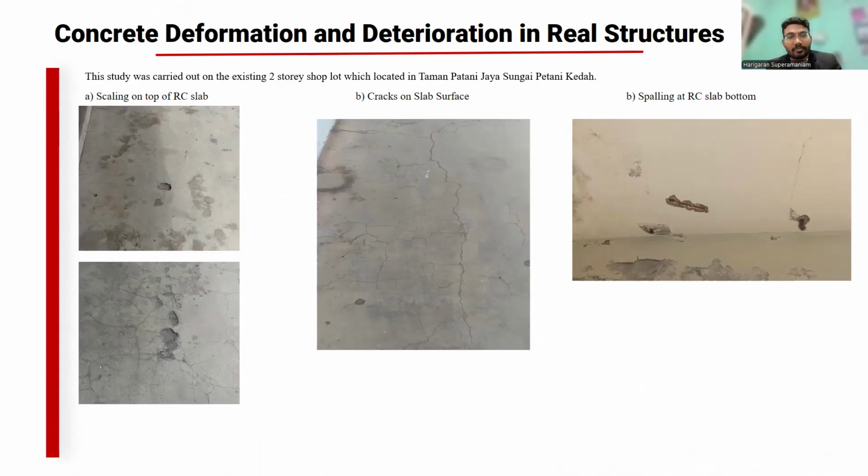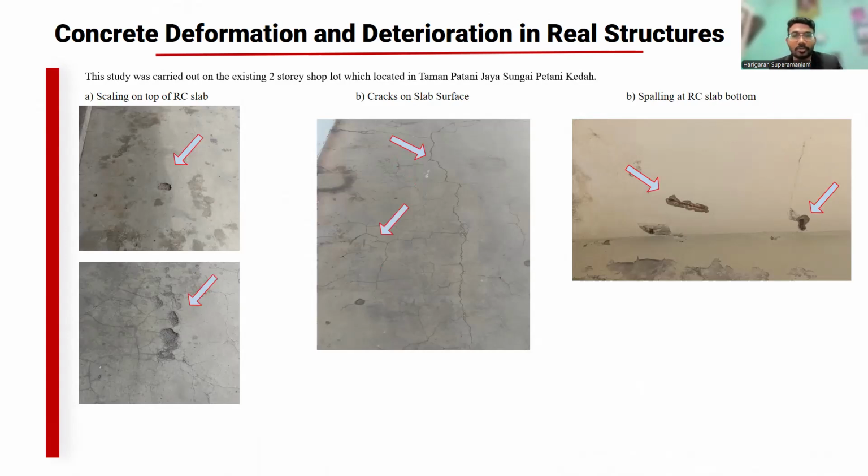So what I noticed is that there are defects, or we can say deformation and deterioration, on the existing RC slabs. First is the scaling on the top of the RC structures. Second is the cracks on the existing ground slab, which is suspended on the ground. Third is the spalling at the bottom of the RC slab. Okay, these are the three defects, deterioration and deformation, that I noticed on the existing structure.